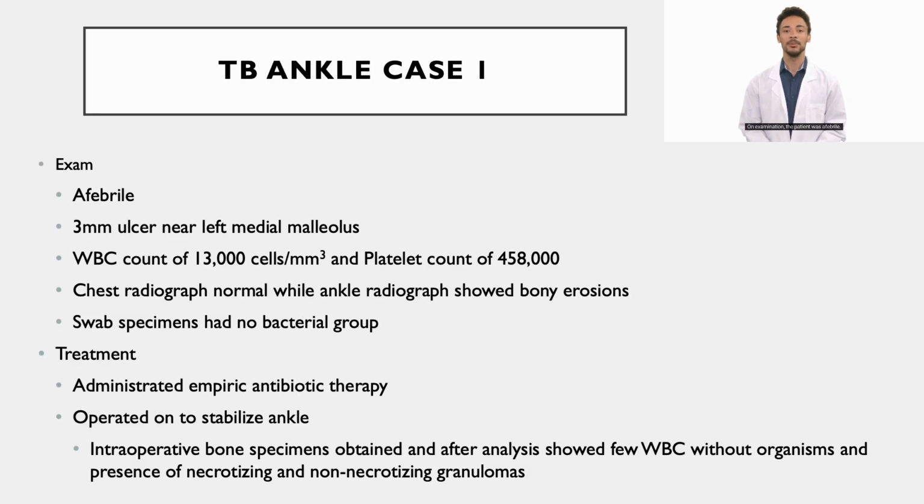On examination, the patient was afebrile. He had a 3 mm ulcer near the left medial malleolus. Laboratory findings showed a white blood cell count of 13,000 cells per cubic millimeter and a platelet count of 458,000. Chest radiograph was normal. Ankle radiographs showed bony erosions. Swab specimens from the ulcer revealed no bacteria. He was administered empiric antibiotic therapy and operated on to stabilize his ankle. Intraoperative bone specimens showed few white blood cells, without organisms seen. Pathology showed both necrotizing and non-necrotizing granulomas.